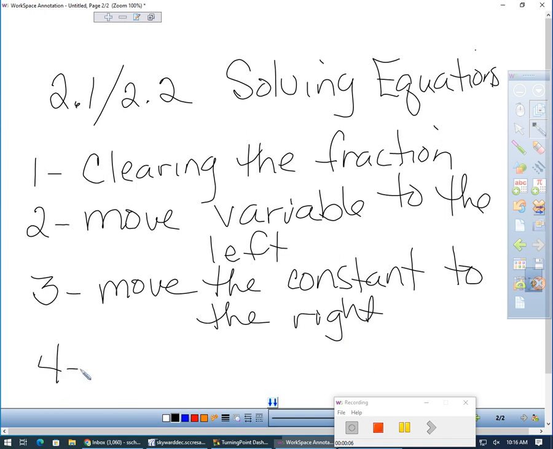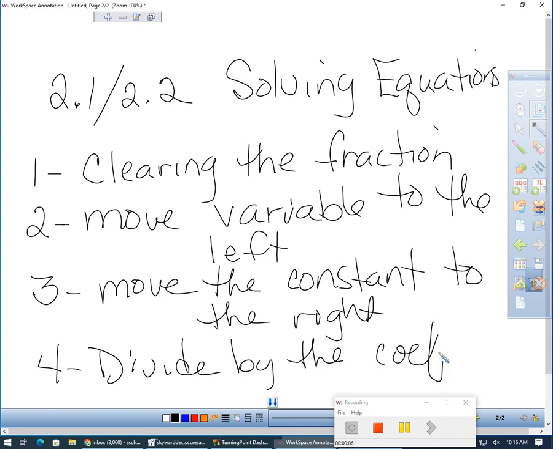And then step 4, and this is always the very final step, you're going to divide by the coefficient on the variable. All right, so these are the 4 steps we're going to talk about today. But before we really get into those, I want to talk about some basic things of how we move. Make sure that we remember from last year, right, those one-step things and how things move to the other side.